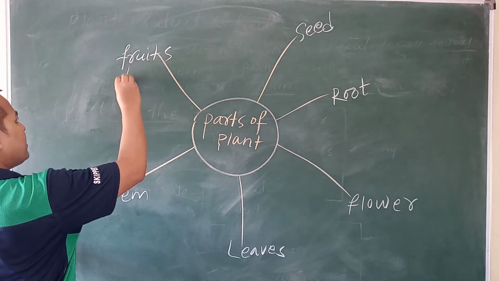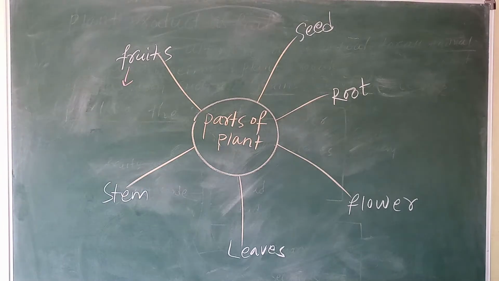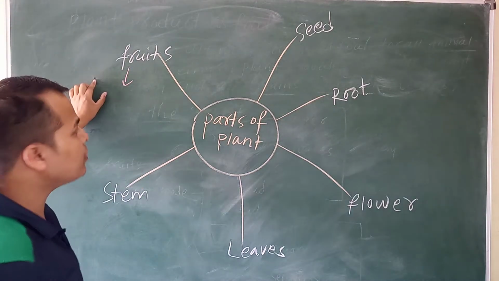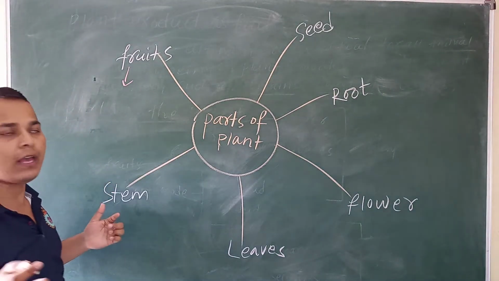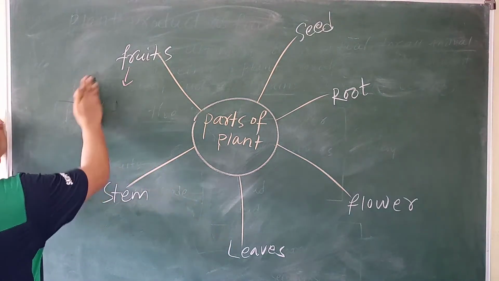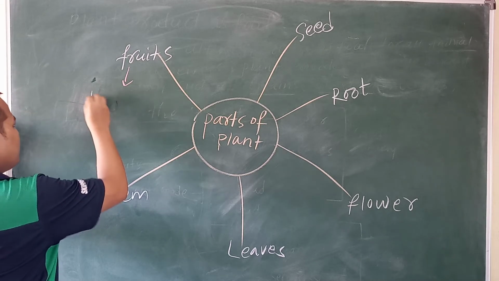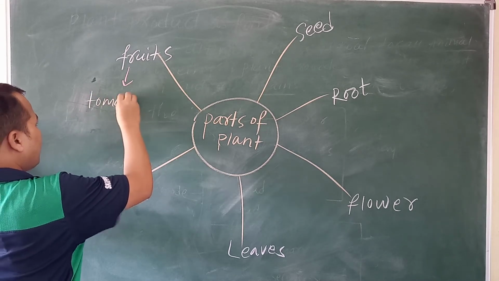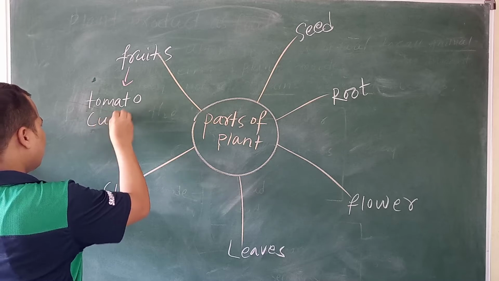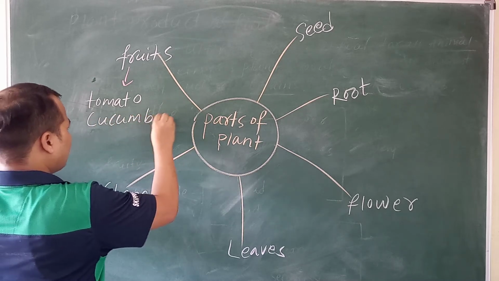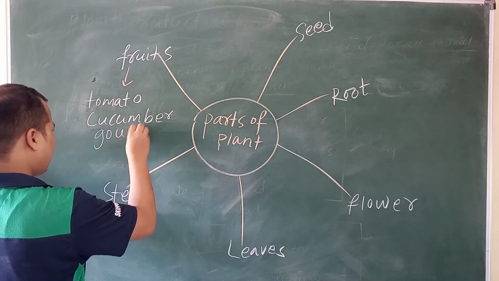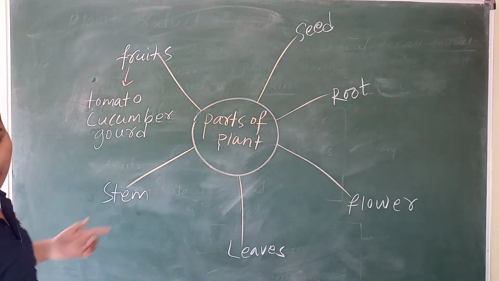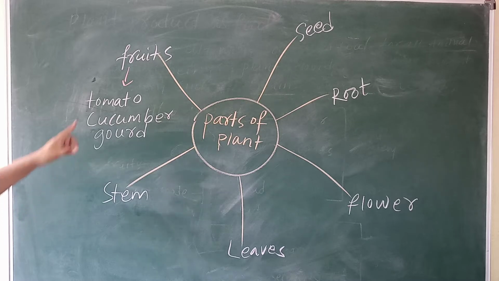First we will give examples of fruits. Tell me which ones we take as fruits. It is the tomato, cucumber, then gourd. So these are the fruits we take as fruits.